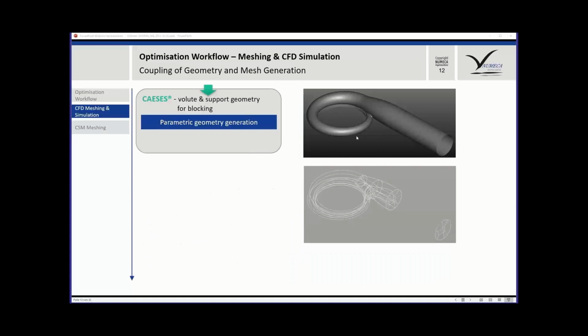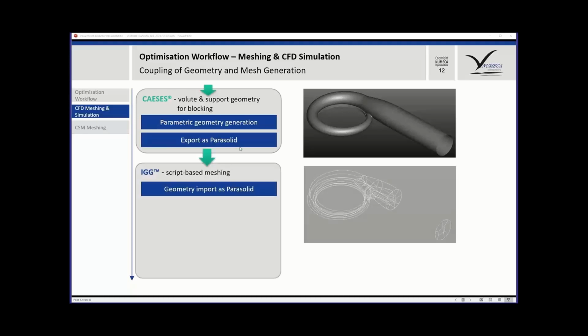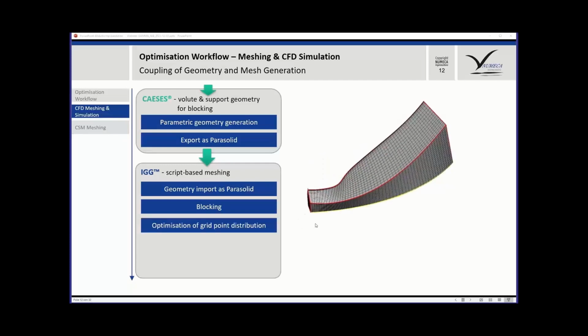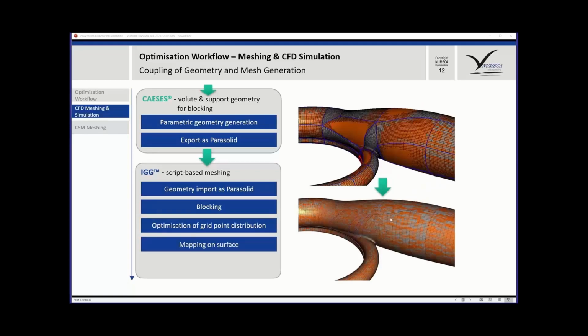Good. So the entire meshing process here was script-based. Again, it's a Python script which reads in the CASES curves and surfaces and starts our meshing process. Export came from Parasolid into IGG, which is our manual mesh generator, which we did not run in a manual way, but in a script-controlled way here. And then the blocking started, as you can see here. And the next point was the optimization of the grid point distribution. And finally, we mapped the final mesh here onto the final geometry.